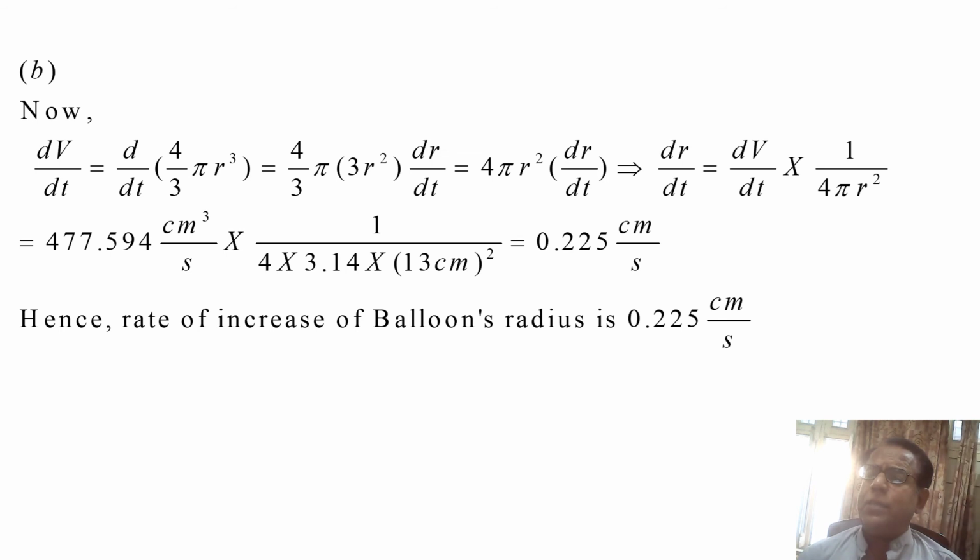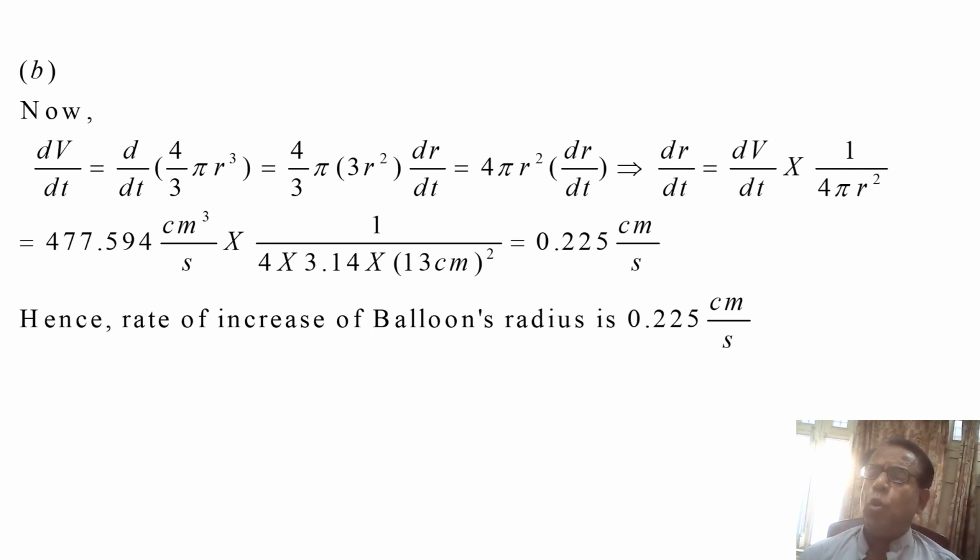So dr/dt is equal to 477.594 centimeter cubed per second, which we have calculated in the previous slide. This is the value of dV/dt which we calculated in part A, multiplied by 1 over 4 into 3.14, the value of pi, into (13 centimeter) squared. Here, instead of 6.5, we have used the new double radius, 13 centimeter.